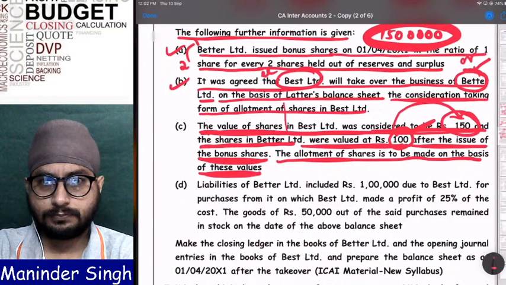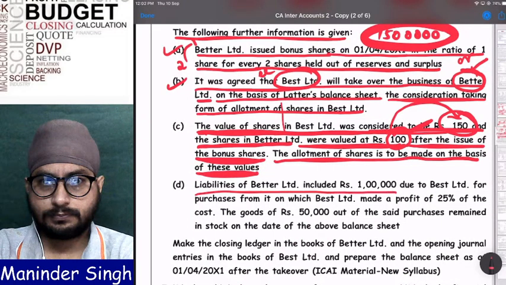Next, liabilities of Better Limited include 1 lakh due to Best Limited. I repeat, Better Limited has to pay 1 lakh to Best Limited. This is an inter-group transaction, or not? It is an intercompany transaction. Now tell, will intercompany transactions affect my purchase consideration? No. Will it affect my balance sheet? Yes.